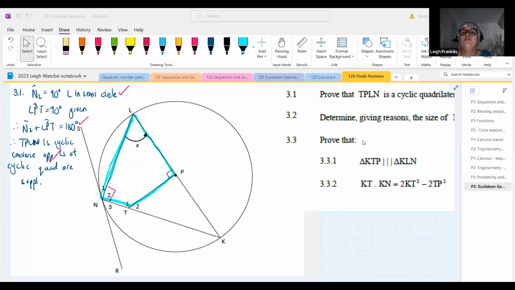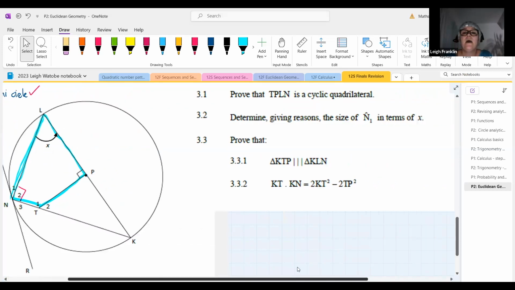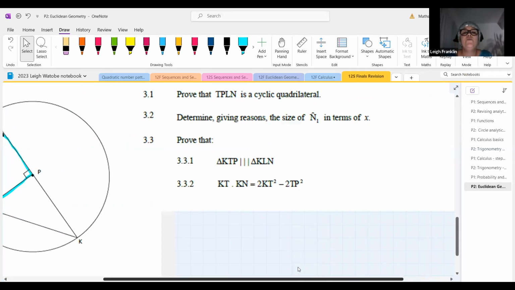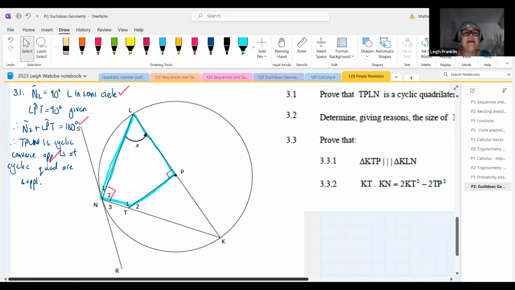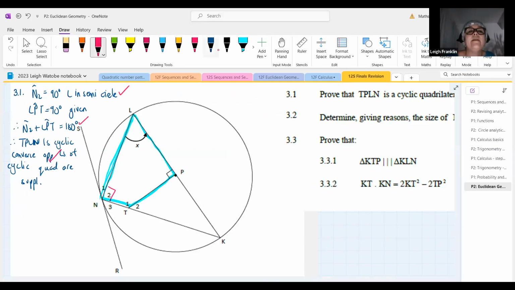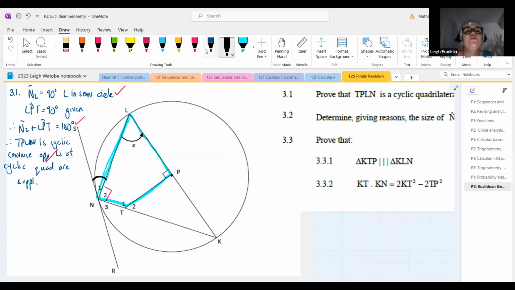All right. So they then want us to determine with reasons the size of N1 in terms of X. Where's N1? Okay, so N1 is this angle over here. And they want it in terms of X. So they don't actually want its size, but we've now got to figure out what it is in terms of X.